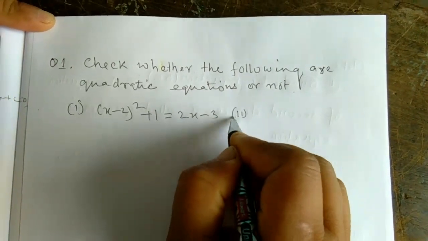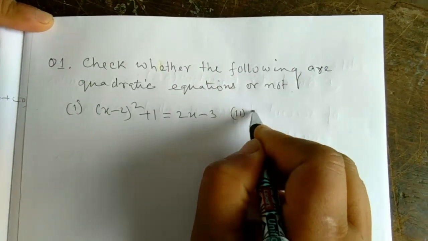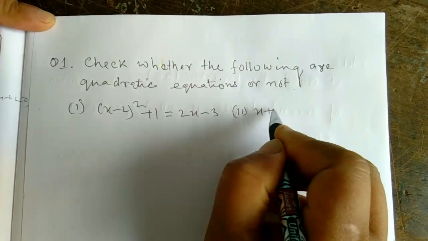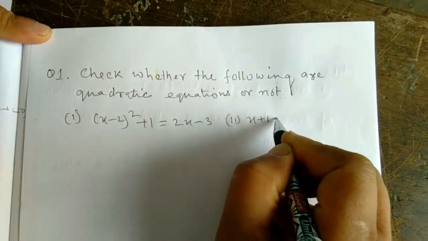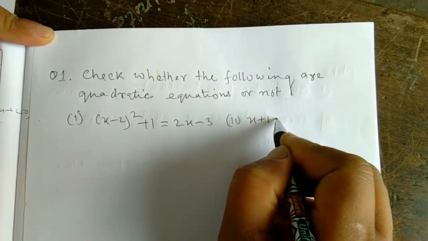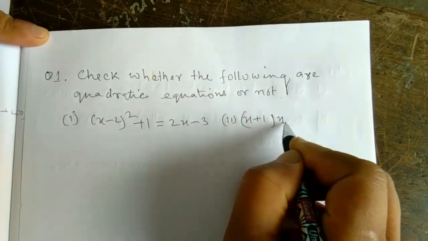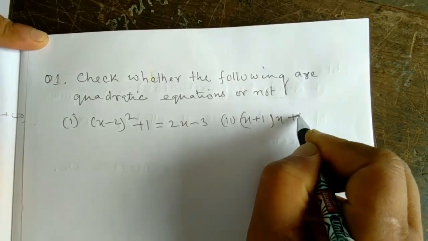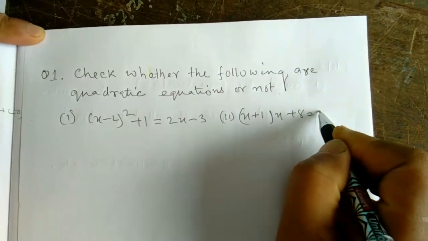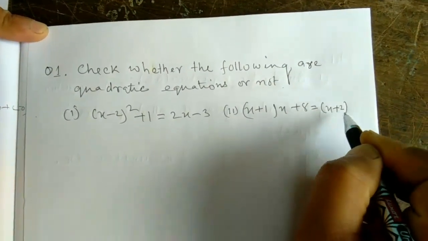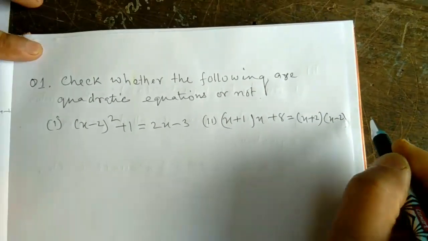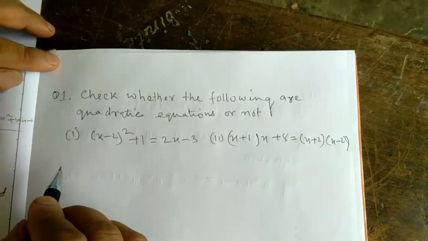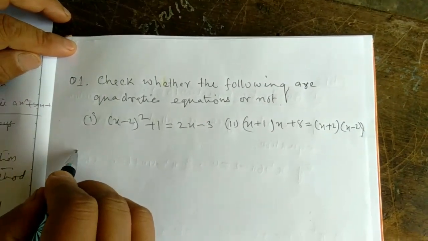Number 2, (x plus 1) into (x plus 8) equal to (x plus 2) into (x minus 2). Ready? Solution.